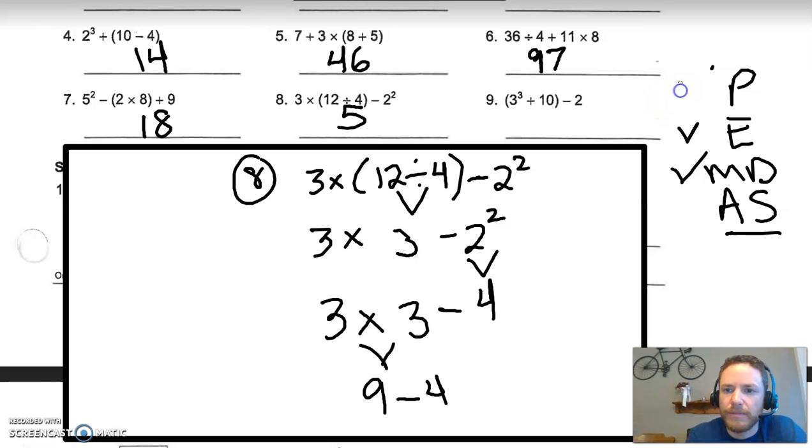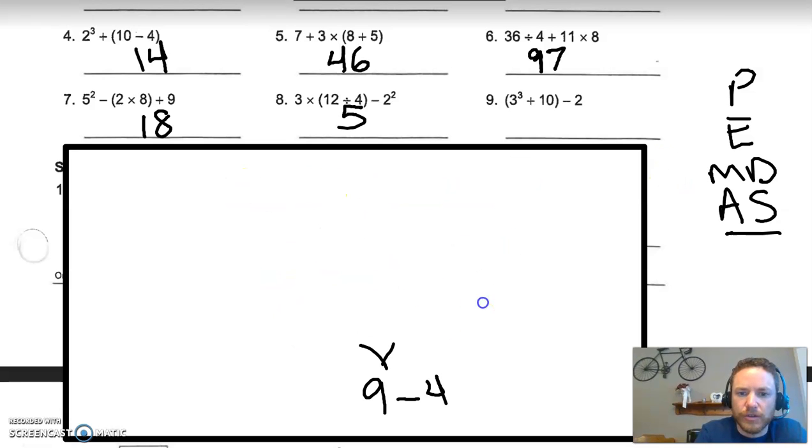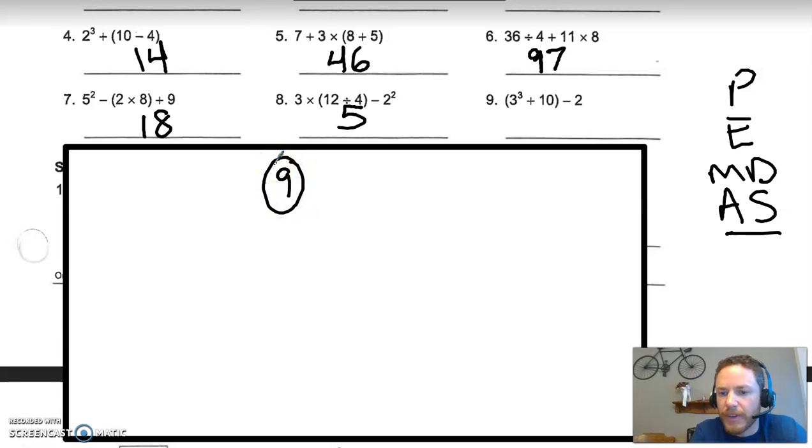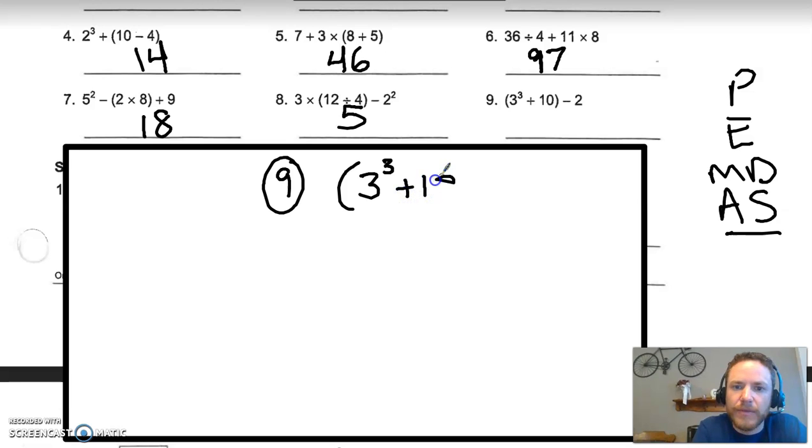Let's check out number 3. Number 3 has an interesting little twist. It's not too hard. I'm sorry, I said number 3. I meant number 9. Number 9 has an interesting little twist. Let's check it out. It says parentheses 3 raised to the power of 3 plus 10 parentheses minus 2.